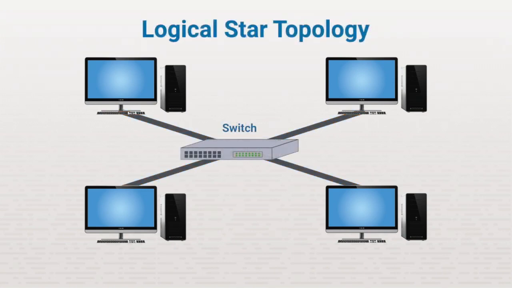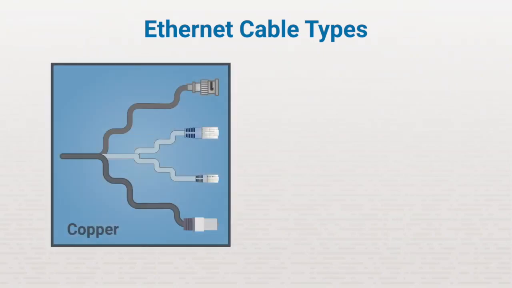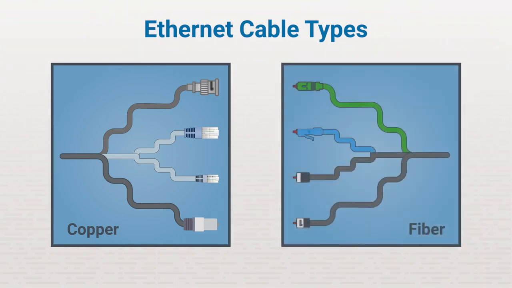Switch-based networks use a logical star topology. This means that when a signal is sent to one device, it's forwarded only to that device and not to any others. In other words, the switch virtually eliminates broadcasts and instead sends directed communications to the intended device. When it comes to the physical connection of your devices, Ethernet supports both copper coaxial and copper unshielded twisted pair cabling, as well as fiber optic cabling.